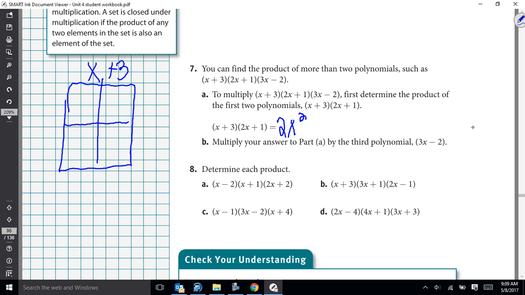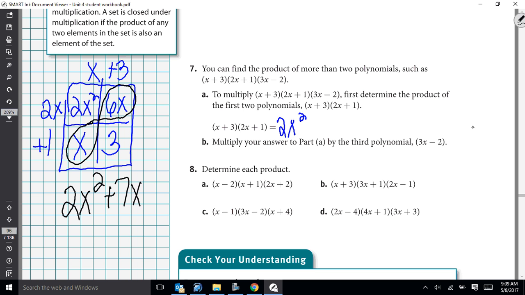It's speed dating. All right, so 2X times X is how much? 2X squared. And we get this box here, so 2X times 3X, and then this one, and then this one here. And combine our like terms. So this one is 2X squared plus 7X.